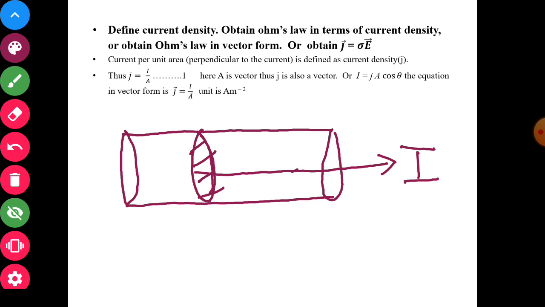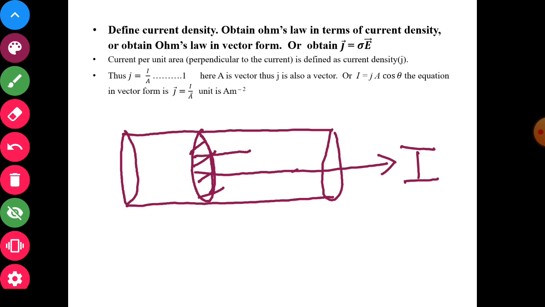So current per unit area, where the area is perpendicular to the current, is defined as current density, denoted by small j. So J is equal to I upon A. Here A is a vector quantity because area is a vector quantity.